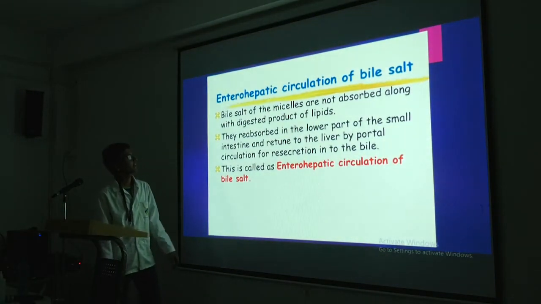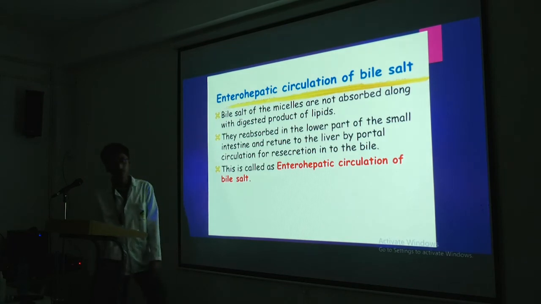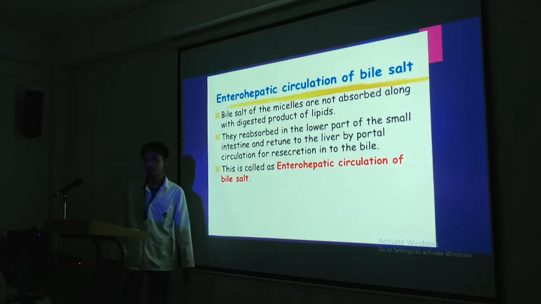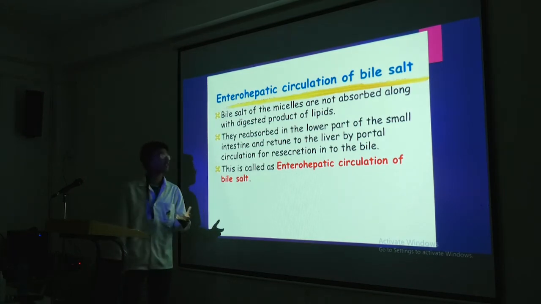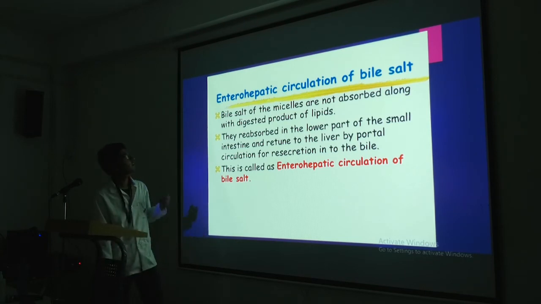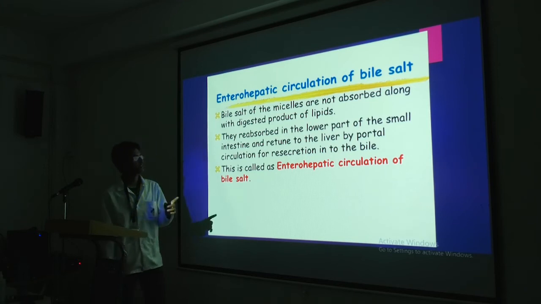So what is the enterohepatic circulation of bile salt? In the enterohepatic circulation, we can see the usage of the liver organ. Bile salts of the micelles are not absorbed along with the digestive products of lipids. They are absorbed in the lower part of the small intestine and return to the liver by portal circulation and are resecreted with the bile.